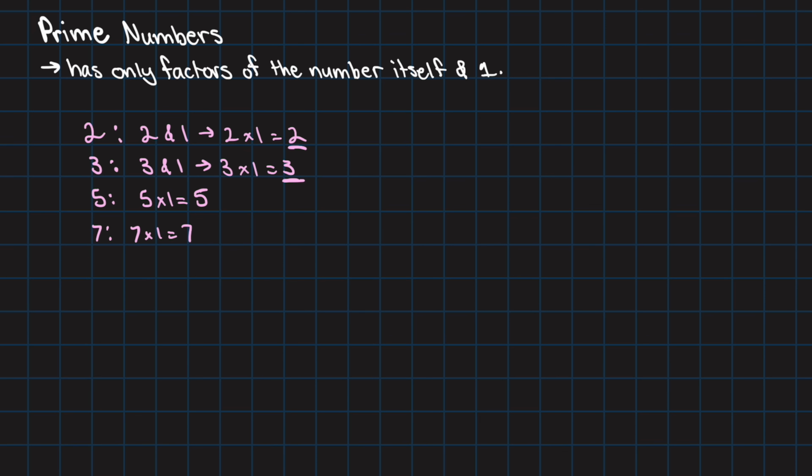Just a fun fact, any number that's not a prime number is a composite number, other than 1. 1 is an exception because it's not a prime number and it's also not a composite number. So that's basically what a prime number is.